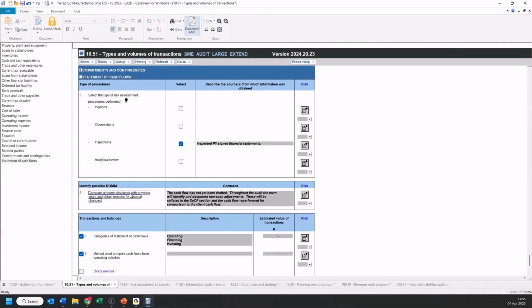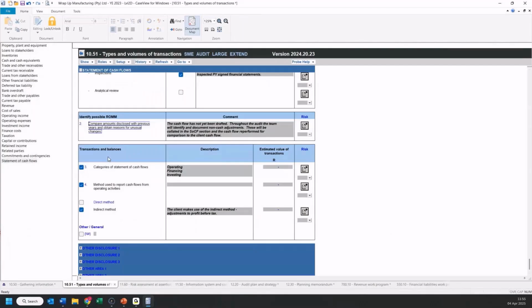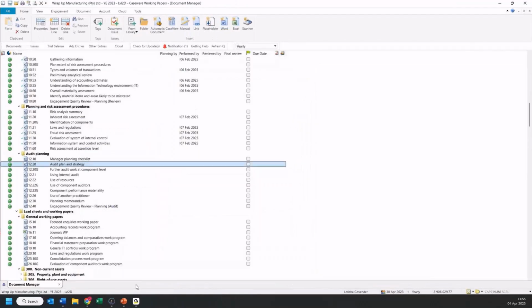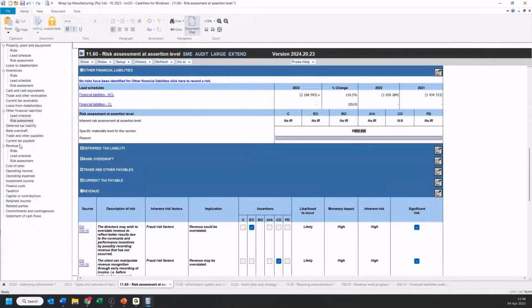So the only identified possible ROMs is to look at disclosed items, and then to consider items around the transactions and balances, like the method used to report the cash flows is the indirect method. So my work procedures will be adjusted whether it is the indirect or the direct method. But other than that, there's not much. I could, of course, record a risk if I wanted to. That's perfectly fine. Again, let's assume there's no recording. Going to 1160 then. And then we go to statement of cash flows, which is our last item.